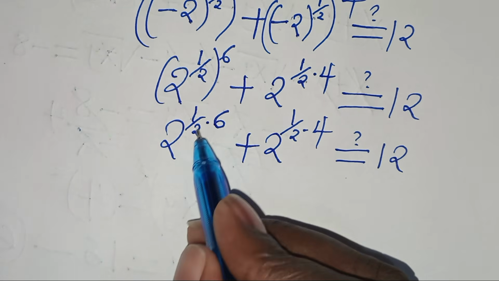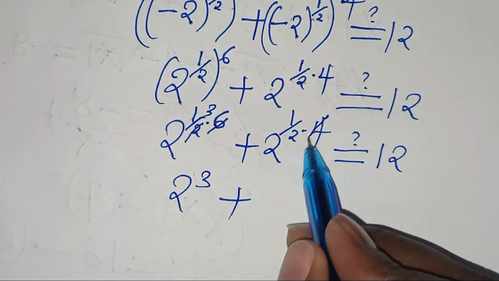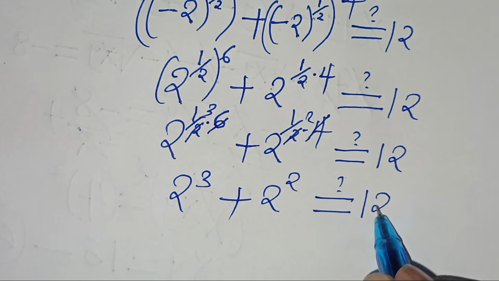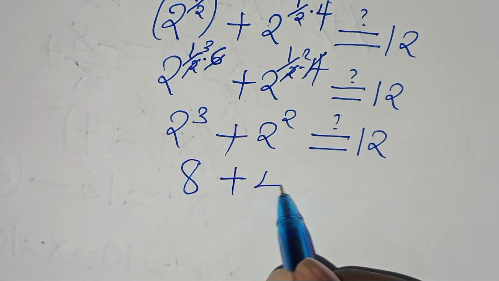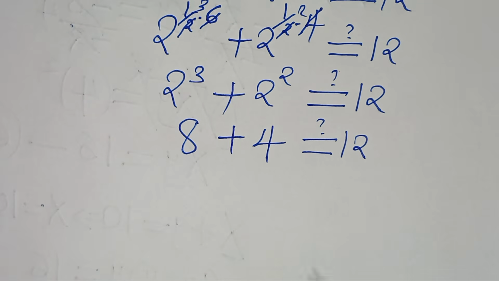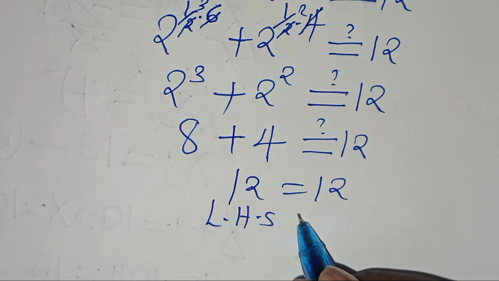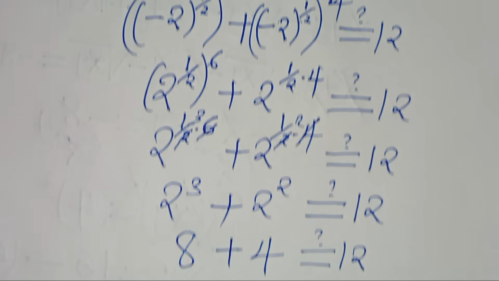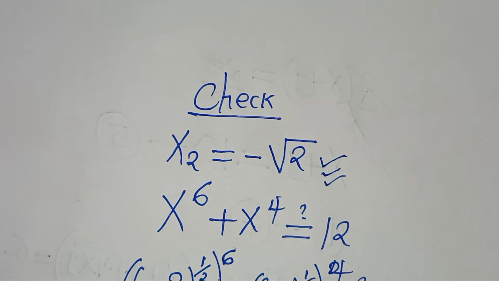So let's simplify here. 6 divided by 2 is 3, so this is 2 to the power of 3 plus 4 divided by 2, which is 2, so 2 to the power of 2. This should give us a value of 12. 2 to the power of 3 is 8, plus 2 to the power of 2, which is 4. 8 plus 4 is 12, which is equal to 12. So the left hand side is equal to the right hand side, and this affirms that x2, which is minus square root of 2, also satisfies the equation.